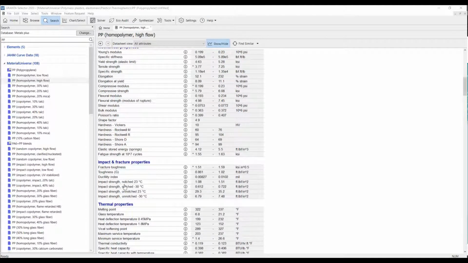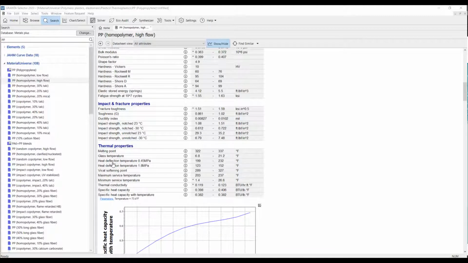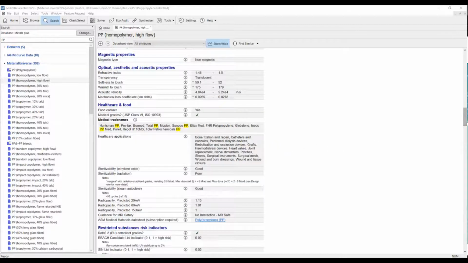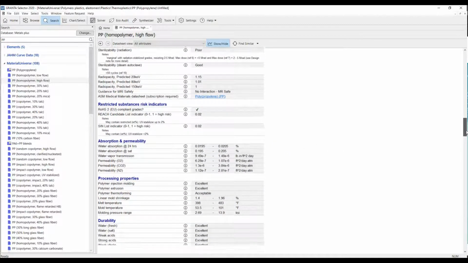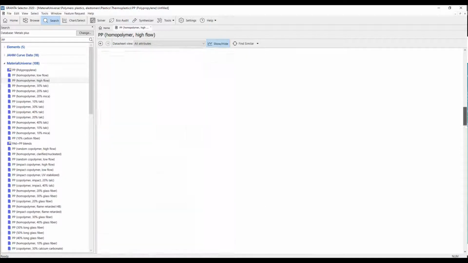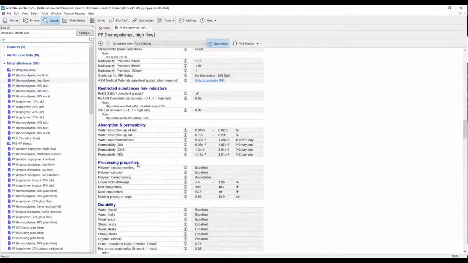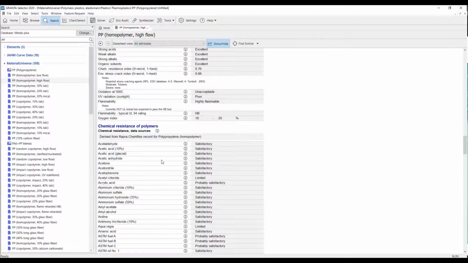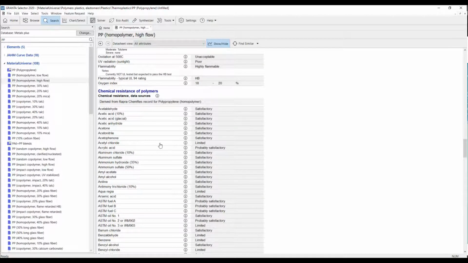So things like impact strength are a little different for polymers. You have heat deflection temperature, glass temperature. It's a little different. And then further down, one of the other main differences is the chemical resistance of polymers to different sorts of acids or other solutions.